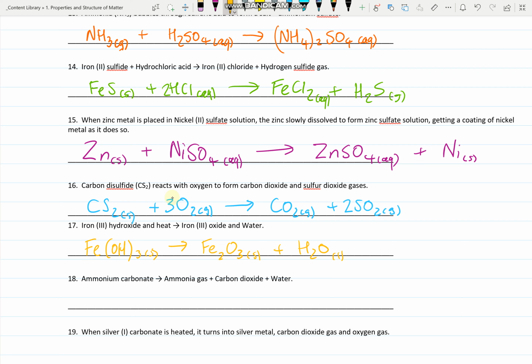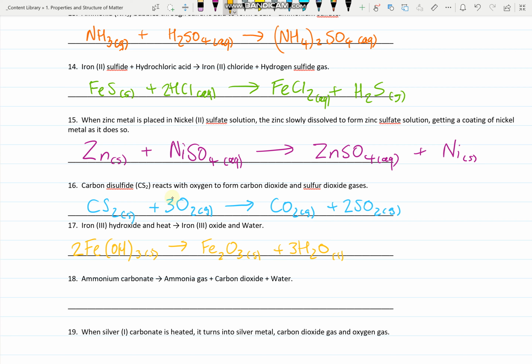And what am I going to do here? Looks like the first thing I'll do is a 2 there. So I've got 6 hydrogens on the left-hand side. So I assume I put a 3 there to make the 6. Remember, it's 2 times 3 on the left-hand side.